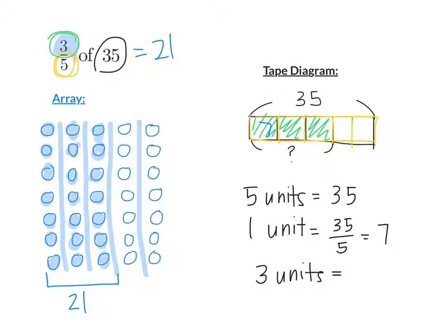So then if I know that this 1 unit is 7, how can I find how many? Remember, we're trying to find 3 units altogether. So that unit is 7, that unit is 7, and that unit is 7. So how can I find out how much 3 units is worth? What math equation could I do? Niv? 3 times 7. Good. 7 times 3 or 3 times 7, which is 21. So now we got the same answer using an array and using a tape diagram. Does that make sense?